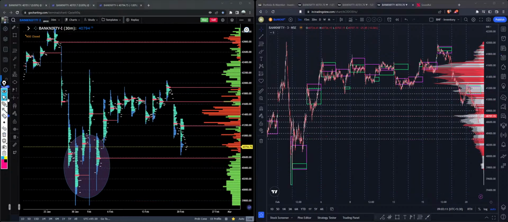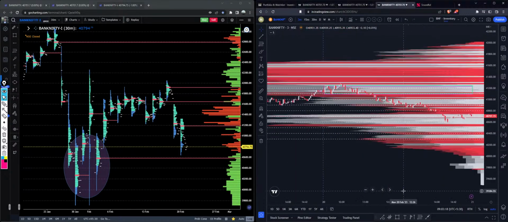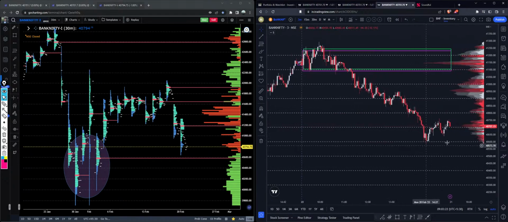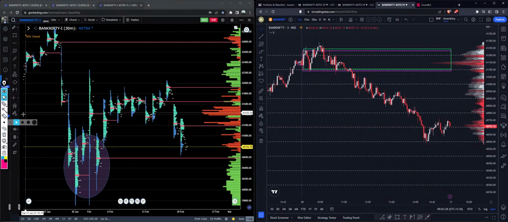I don't want to bore you with all these details, but that's what I'm looking at from the higher time frame perspective. Now if I shift to yesterday, which are the areas where I'm looking to see where the inventory is trapped.